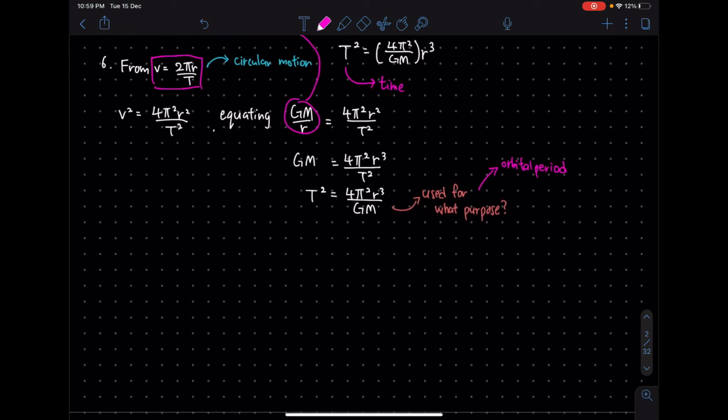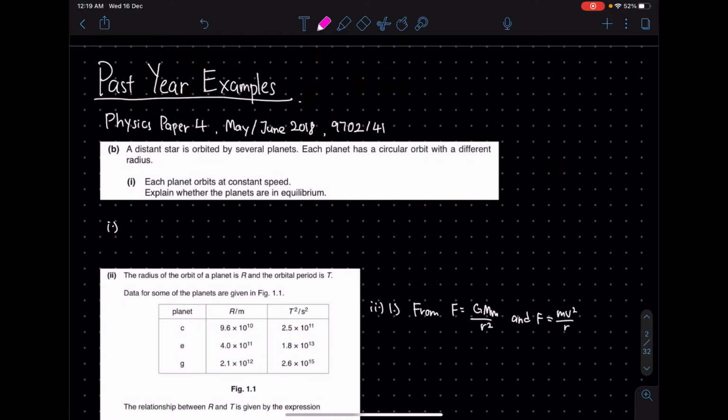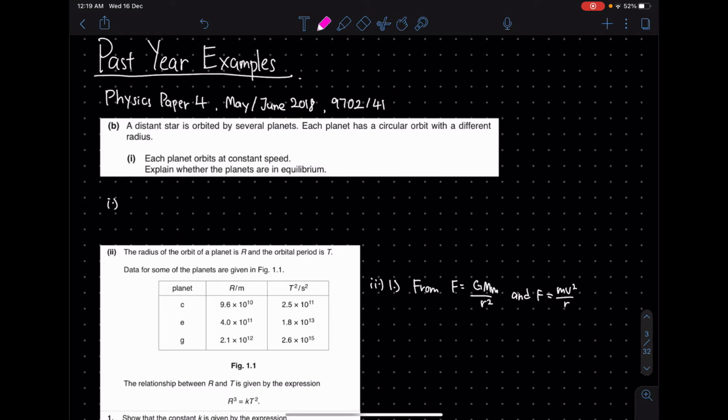And now we'll proceed on to the past year questions, just a few examples to help you get the hang of how the questions in the exams work. We'll discuss only questions related to this chapter. For now, we'll talk about Physics Paper 4, which is the 2018 version of the May-June paper, and it's the first version, take note of the one.